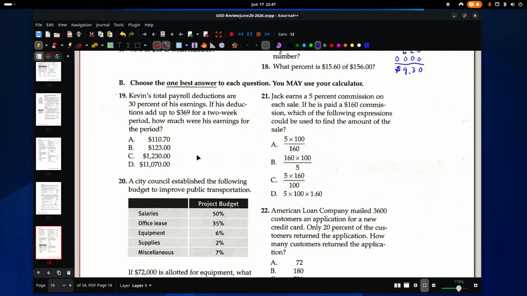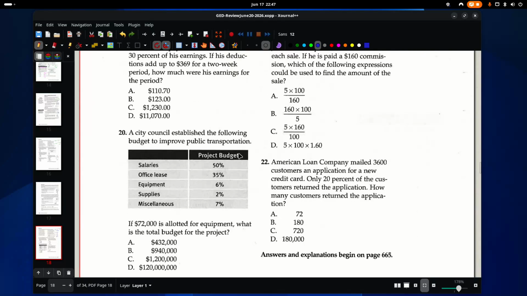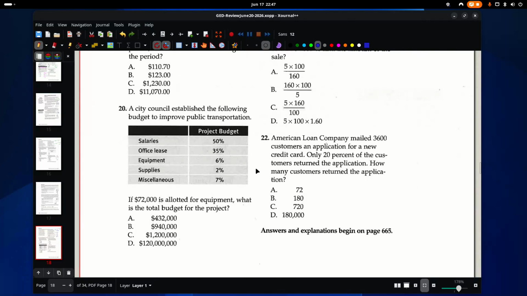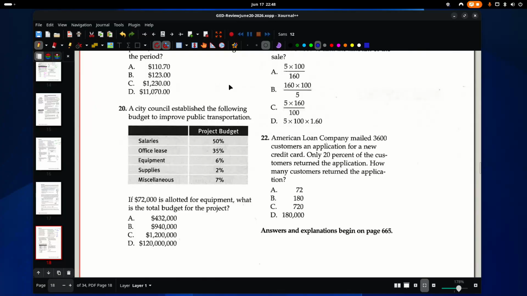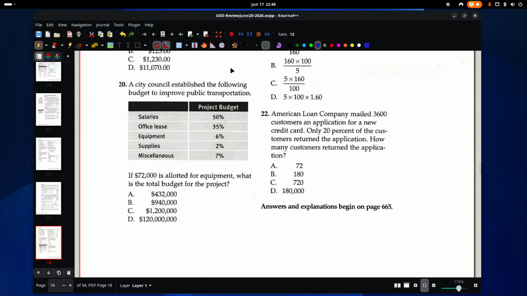Choose the one best answer to each question. So here's some more multiple choice. So a city council, can we use calculators for this one? You may use a calculator. Okay. That's good. So a city council established the following budget to improve public transportation. We've got some percentages there in different categories. If $72,000 is allotted for equipment, what is the total budget for the project?